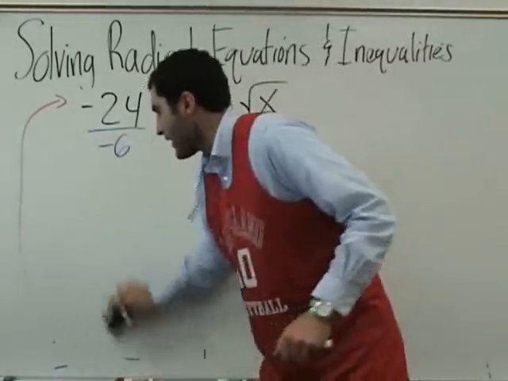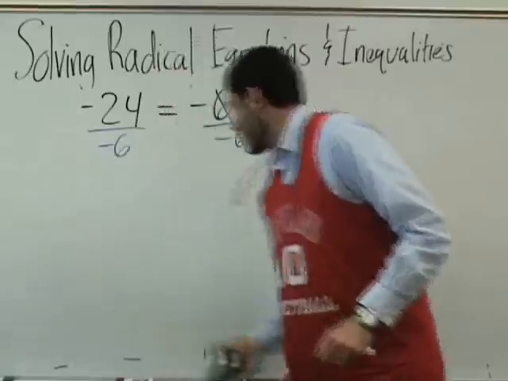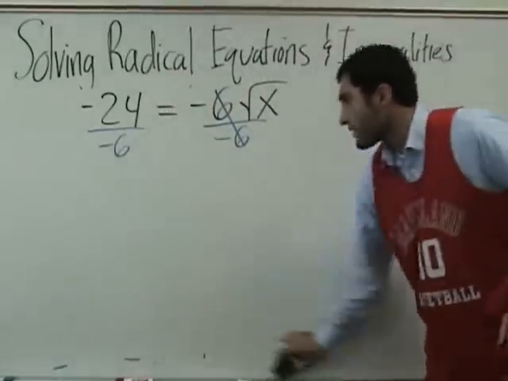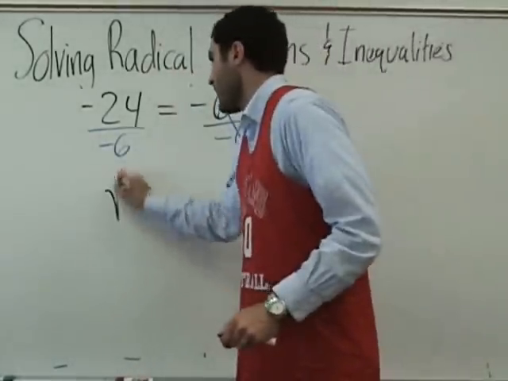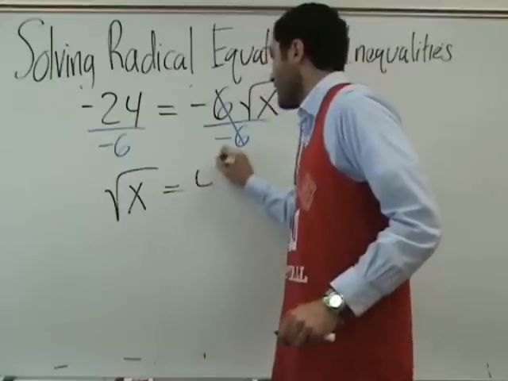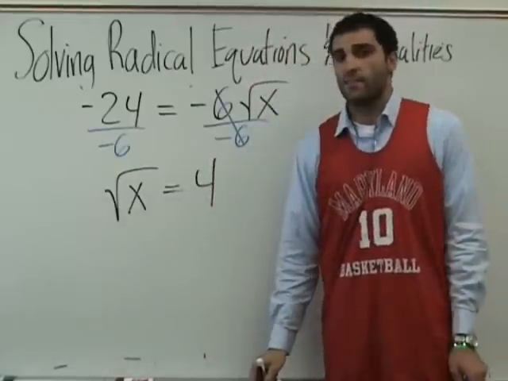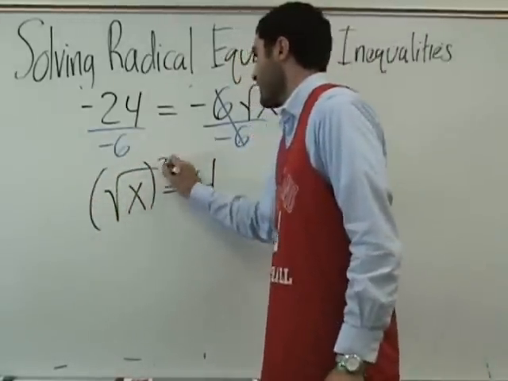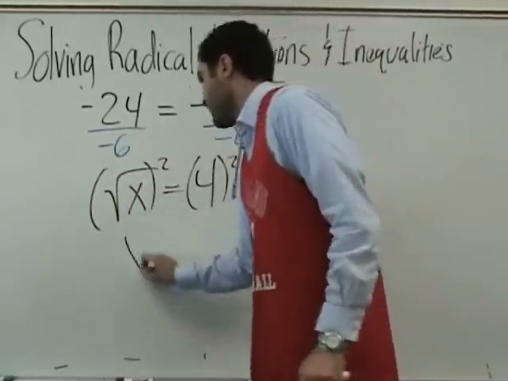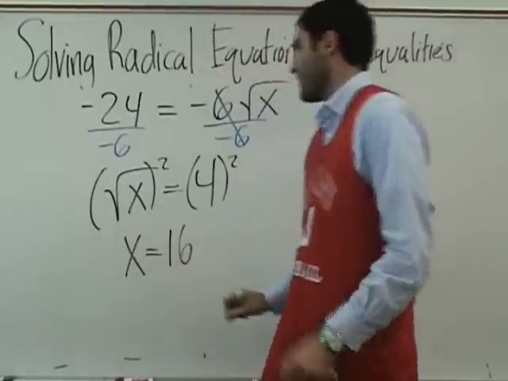So we keep isolating x as much as we can. So we can get rid of this. Okay, here we go. Clean, clean, clean. So I'm going to write the square root of x equals 4. Square both sides. X equals 16. Very nice. We have to plug it back in. Yeah, let's plug it back in to make sure.